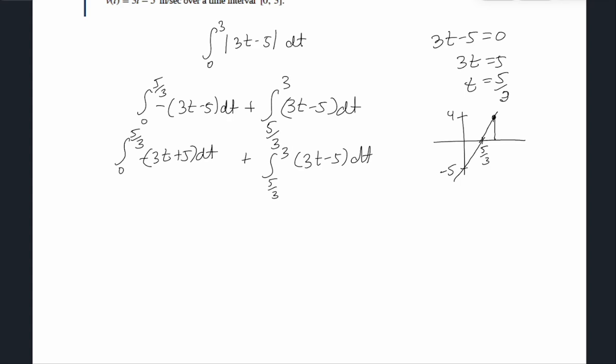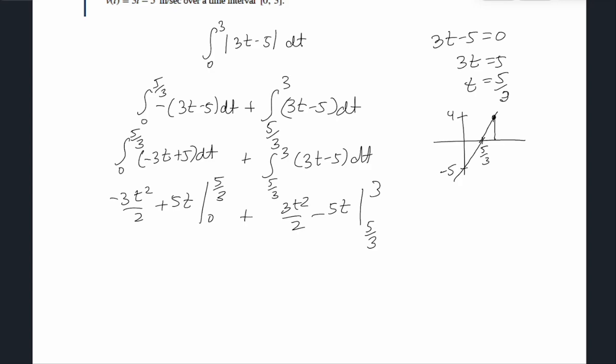No, this one, I'm sorry. My parenthesis was in the way. I distributed the negative in there. Okay, so if we integrate, we're going to get negative 3t squared over 2 plus 5t from 0 to 5/3. And then this one, I get positive 3t squared over 2 minus 5t from 5/3 to 3, because that would be the net area, okay?